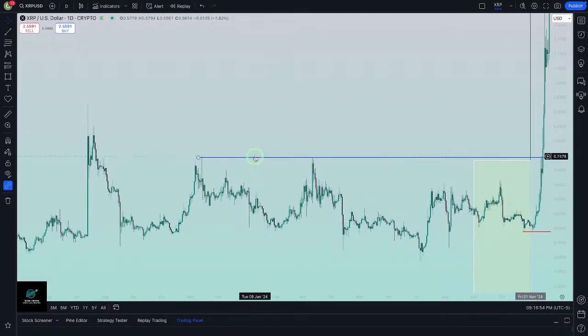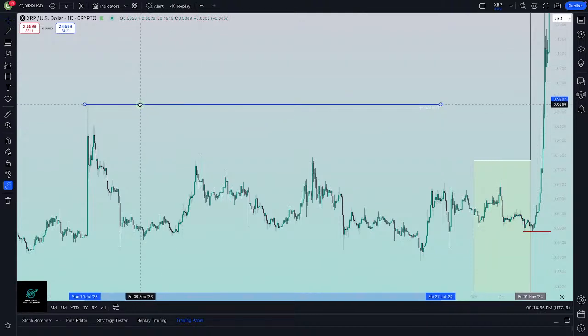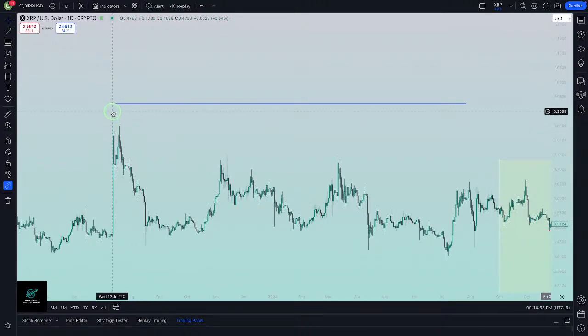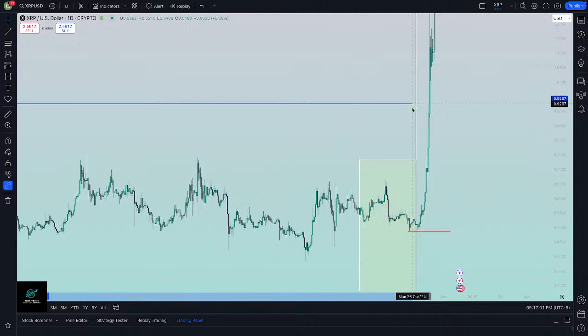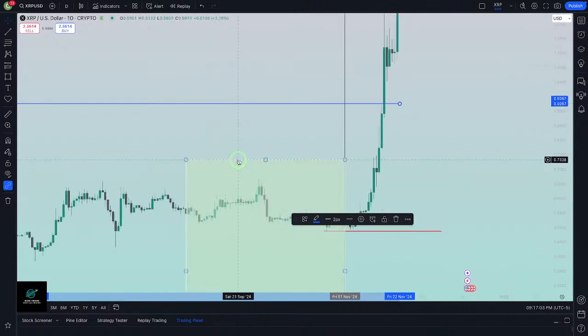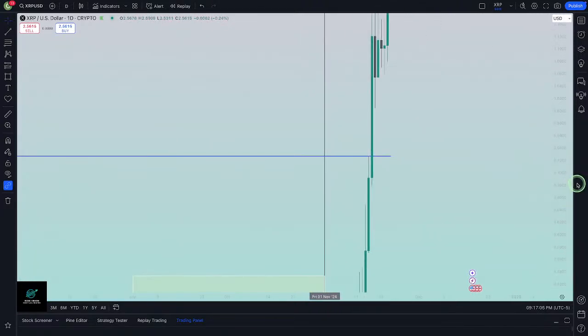Liquidity. And then let's say we continue over to the left of the screen. Look at this old high up here. Y'all see that? Where did it go? Buy side liquidity. Look where this candle went right here.